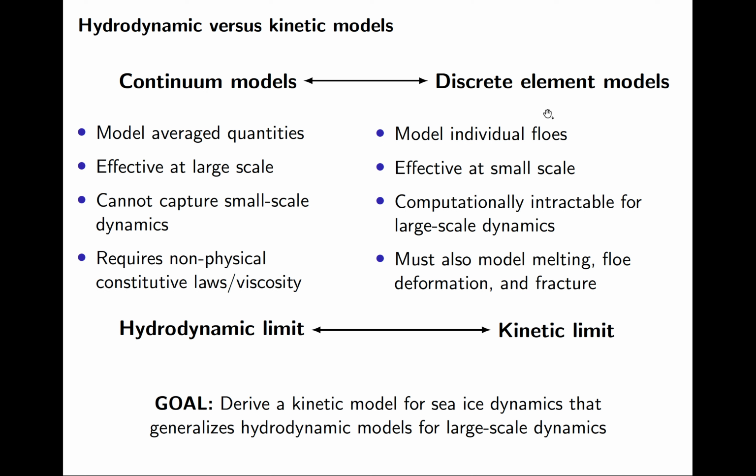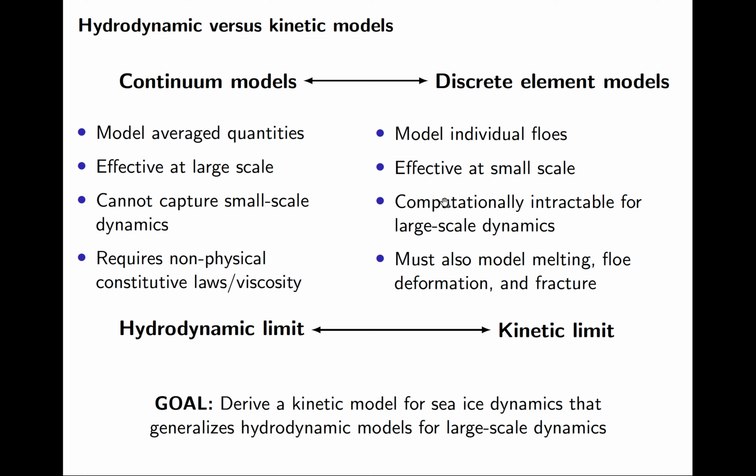On the other end of the spectrum, we have discrete element models, which instead of modeling average quantities, track individual ice floes and model them as separate objects within the simulation that can interact with each other. Because of this, we're very effective at small-scale dynamics because we are explicitly modeling the small-scale dynamics. However, these models very quickly become computationally intractable for large-scale dynamics.